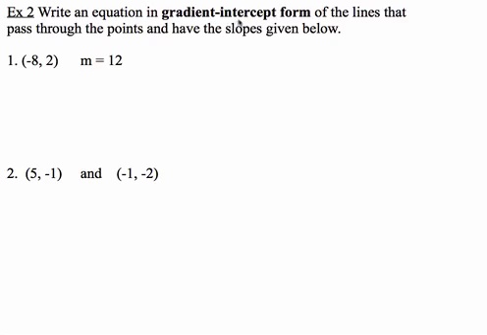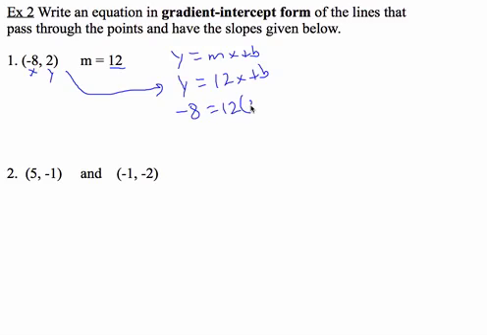Okay, now write an equation in gradient-intercept form of the lines that pass through the points and have the slopes given below. So we're given a slope, we don't know the y-intercept, so we can write y equals mx plus b. And we know the gradient is 1/2. Don't know the y-intercept, but we do know a point. So you can take this point, the x and y value of that point, and substitute it into the equation. We have negative 8 equals 1/2 times, now I've got them backwards, don't make that mistake. The y value is 2. So be careful there.